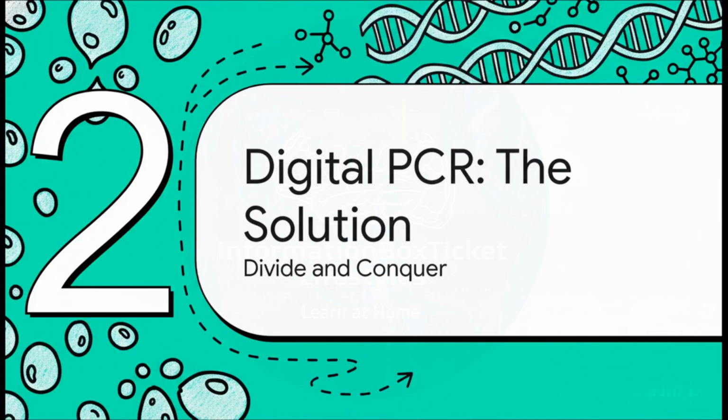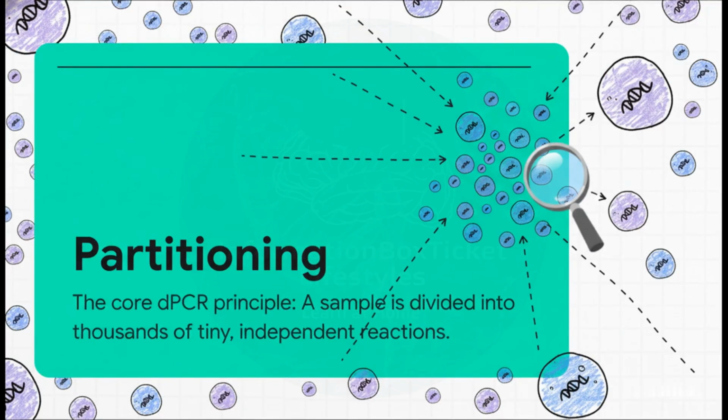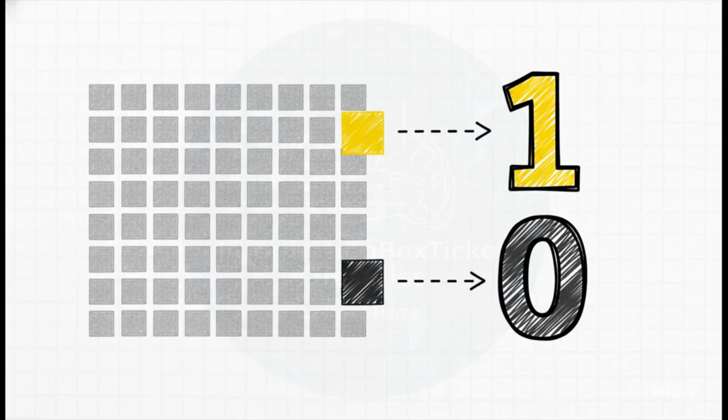Okay, so how does it pull off this incredible trick of absolute counting? Well, the solution is actually pretty elegant, and it all comes down to a simple concept: divide and conquer. The whole magic trick here boils down to one word: partitioning. See, instead of running one big reaction in one tube, you take that single sample and you split it into thousands, sometimes millions of tiny individual reactions. By doing this, you're essentially trapping individual DNA molecules, isolating them from each other. And that's the digital part of digital PCR.